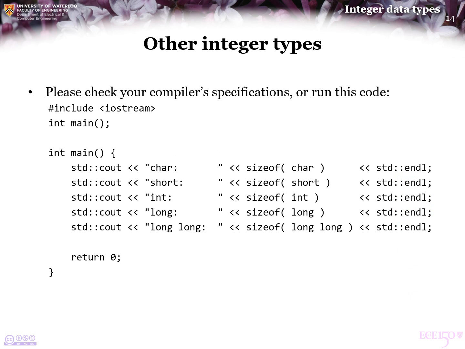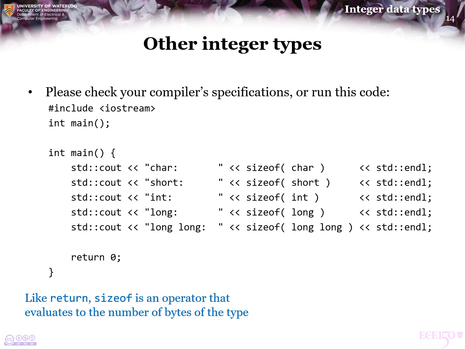Now, one thing that you can do is check how much memory is allocated for each type on your computer. Here I am using the sizeof keyword. The sizeof keyword in C++ represents an operator, not a function call, even though it looks like a function call here. The sizeof operator is evaluated by the compiler and replaces that keyword and the type with the number of bytes that type occupies.